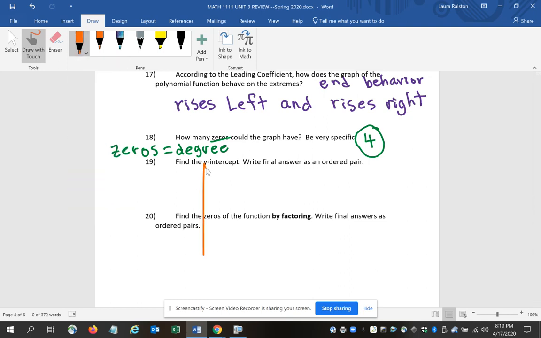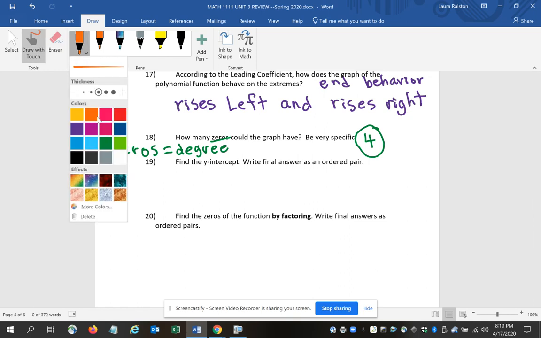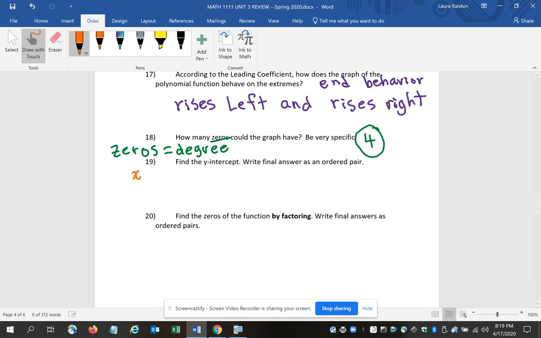Guys, remember to find the y-intercept for any function, whether it's a polynomial, a quadratic, or linear, you let x equal 0 and you solve for y. So I would have f(0) equals 0 to the fourth plus 3 times 0 cubed minus 4 times 0 squared.